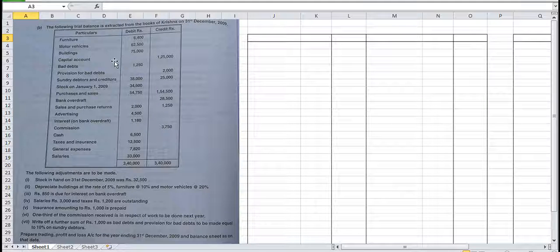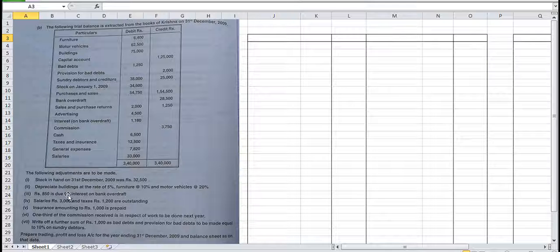This is the question: particulars, debit and credit. Furniture, motor vehicle, building, capital account, bad debts, provision for bad debts, sundry debtors and creditors. This is debtors on the debit side, creditors on the credit side. Stock on 1st January means opening stock, purchase and sale. This is a purchase and this is a sale. Bank overdraft, this is bank overdraft. Sales and purchase return: this is the purchase return, and this is the sales return. Advertising, interest on bank overdraft, commission we are receiving, cash, tax, insurance, general expenses, salaries.